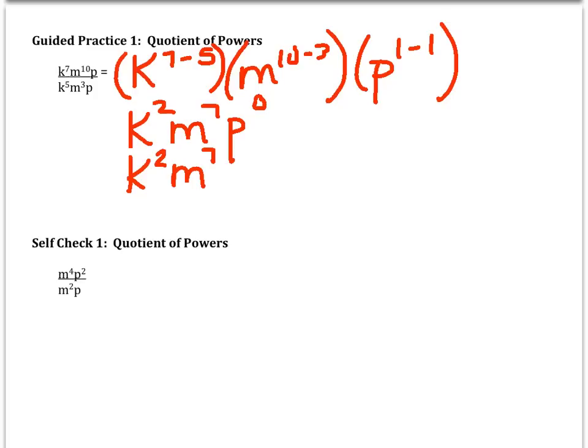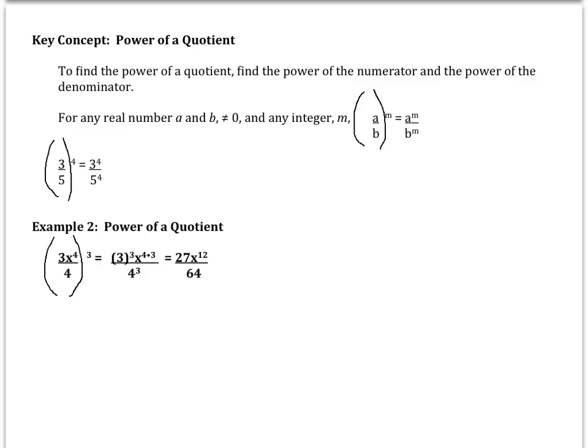Now you try it. In self-check 1, m to the 4th times p to the 2nd divided by m to the 2nd times p. Let's look at our next property, the power of a quotient property. To find the power of a quotient, find the power of the numerator and the power of the denominator. So for example, we have 3/5 raised to the 4th power. That means we're going to raise 3 to the 4th power and 5 to the 4th power.